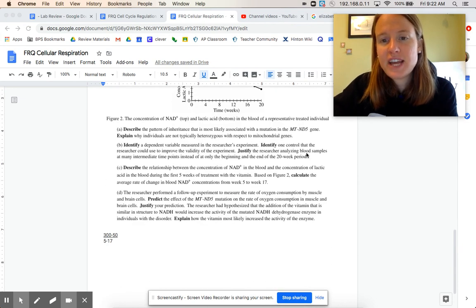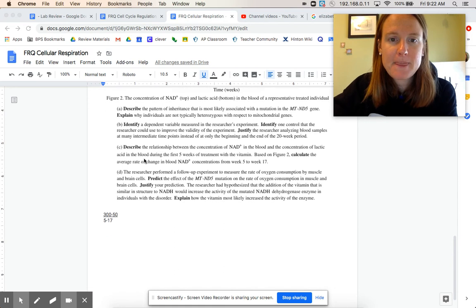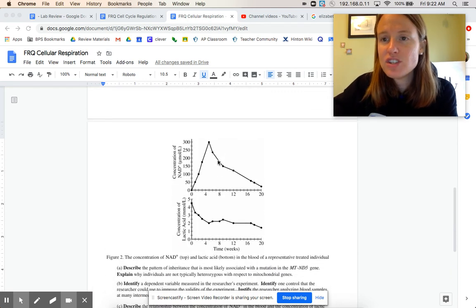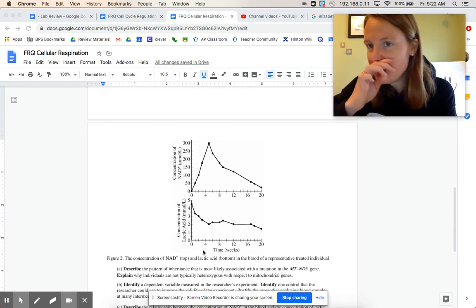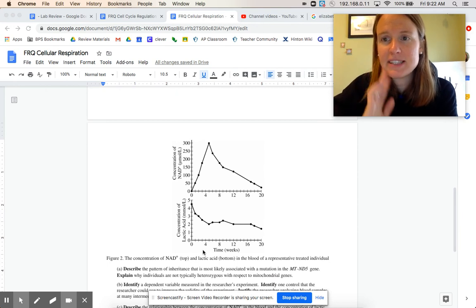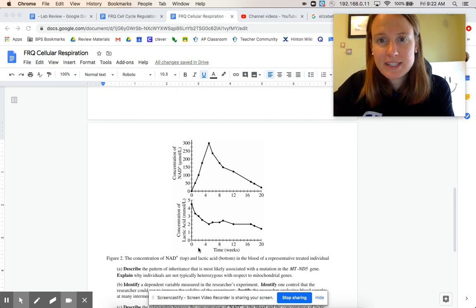Justify the researcher analyzing blood samples at many points. The more data you have, the more valid your conclusions. Period. The end. Describe the relationship between the concentration of NAD+ in the blood and the concentration of lactic acid in the first 5 weeks. All I have to do is look at the graph for this. I'm pretty sure there's going to be a question like this on the AP exam. So make sure that this makes sense to you.